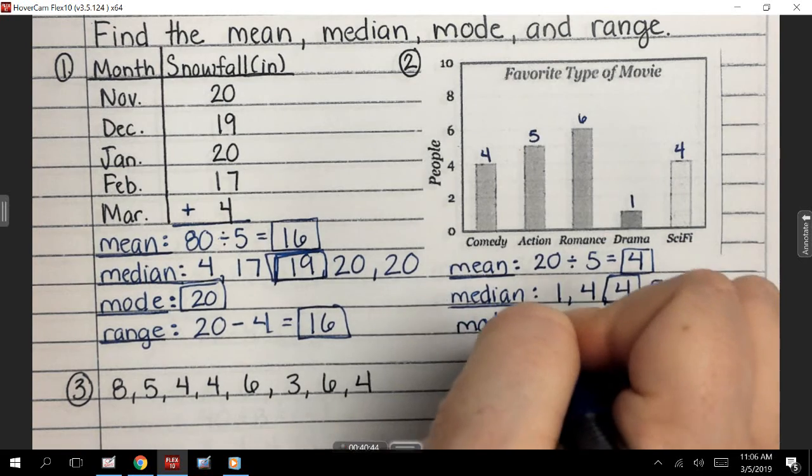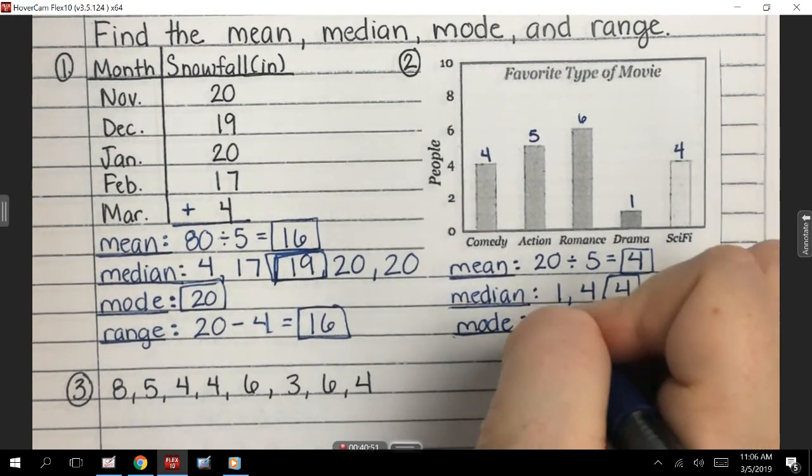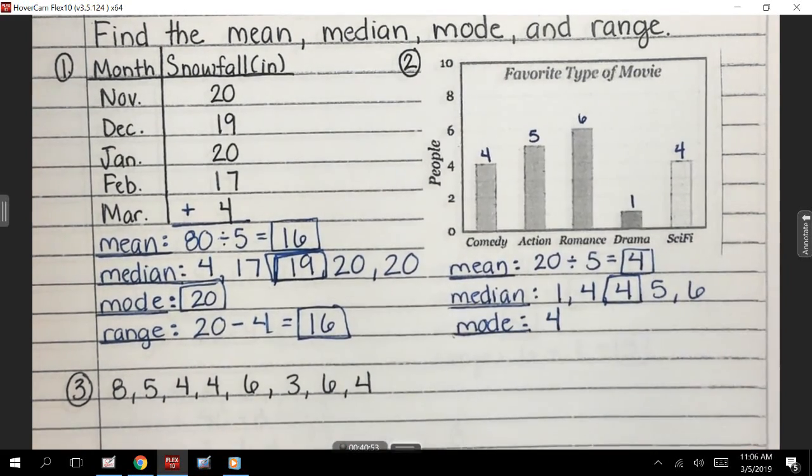What's the mode going to be here? What is my mode, Camilla? 6. Not 6. It's the biggest, but it's not the one there the most. 4. 4 is there the most. Remember, it's not the biggest. It's the one that's there the most.